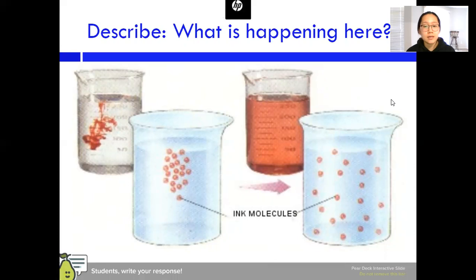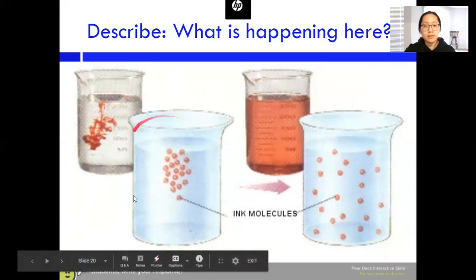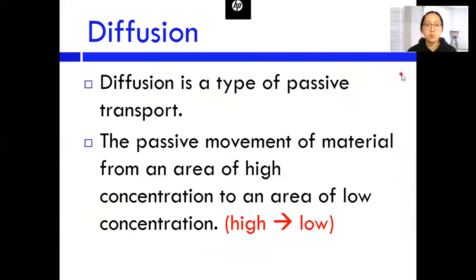Well, the answer is that they're going to spread out because initially there's a high concentration in the middle and a low concentration in the surrounding water. But after a long time, they're going to move from the high to the low. So they're going to move out into the open space where there's low concentration, and they're going to be evenly spread out after some time. So that's actually what's happening, and that's just an example of passive transport.